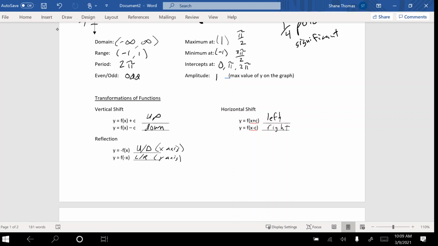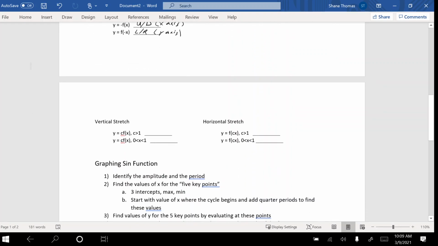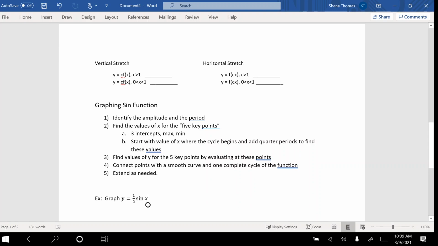All right, still good? Okay. Last thing we have to talk about is stretching. We can stretch stuff vertically. We can stretch things horizontally. Okay. So a vertical stretch means you're going to take those waves and just go like this with them. Okay. Horizontal stretches, you would take the waves and you would elongate them.